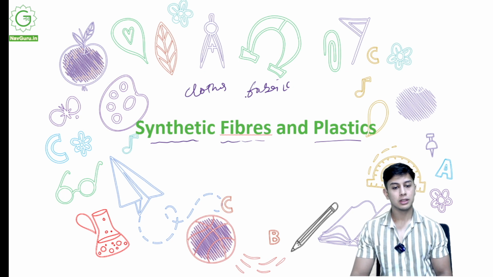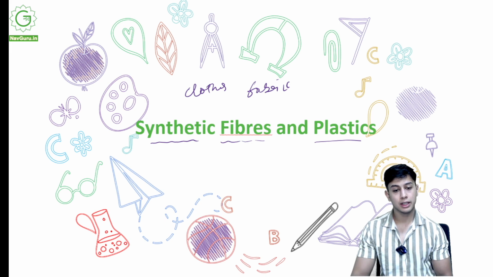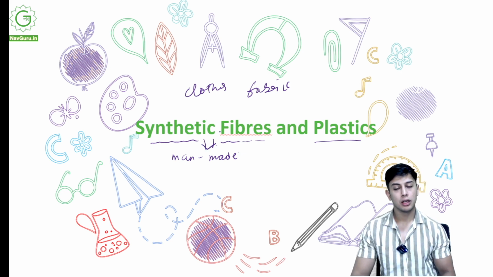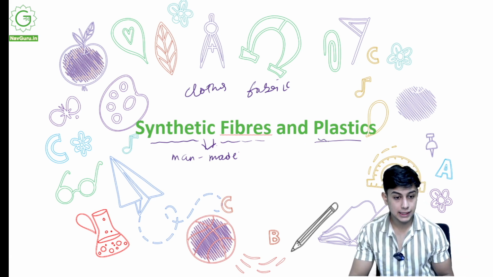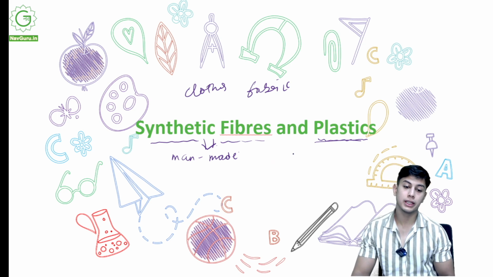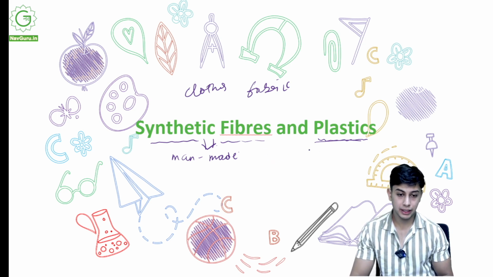Some things are derived naturally like cotton, jute, wool, that we all wear. But there are also things like nylon, rayon, which are man-made. These are called man-made fibers or synthetic fibers. Humans also made a lot of materials in labs through chemicals, and these are fibers, plastics. We will go into the detail of each of these, how they are made and where they are used. The uses are important.